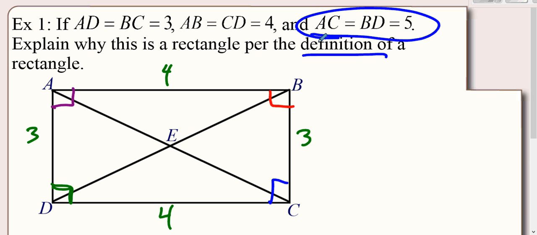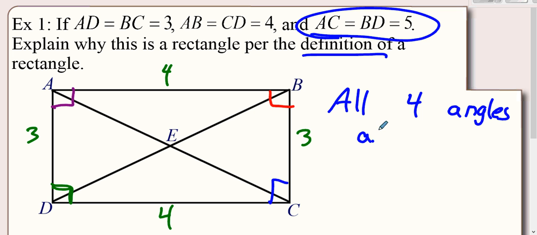So using Pythagorean theorem, just to summarize that one more time, we got that all the angles are right angles. Since all 4 angles are right angles, that means it's a rectangle.